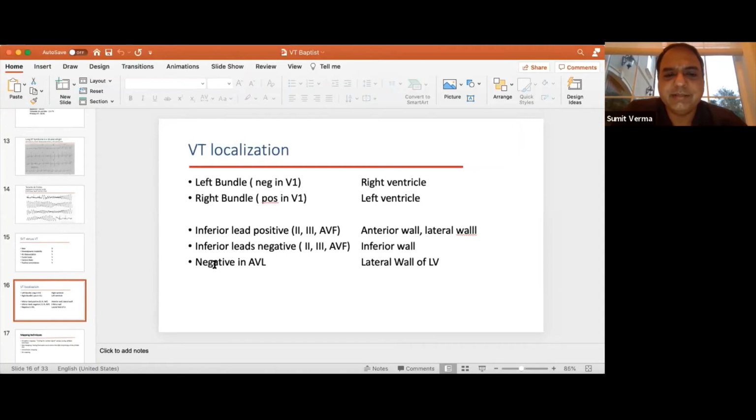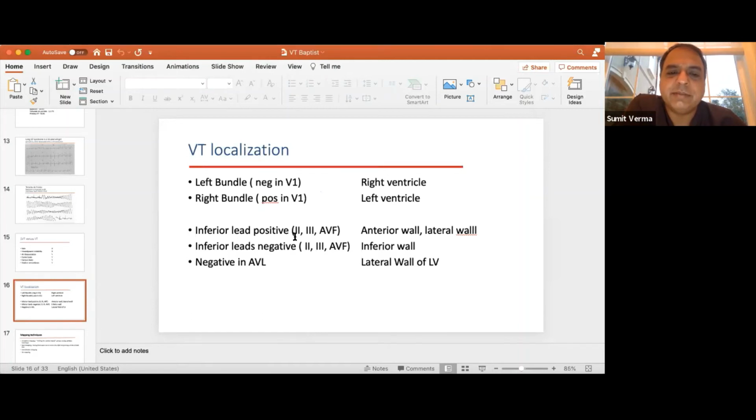So this is fairly simple, and I think most of you who've been in ablations are able to tell somewhat how to lateralize and localize the arrhythmia. So we talked about left bundle. If you have a negative in V1 sitting over the right ventricular free wall, that means it's coming from the right ventricle because the activity is going away from there. And opposite for the left ventricle.